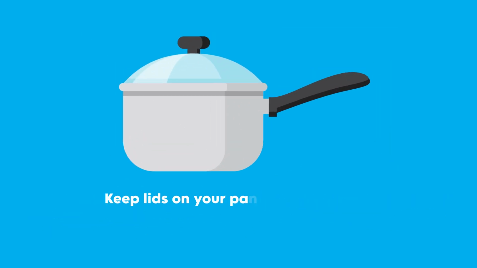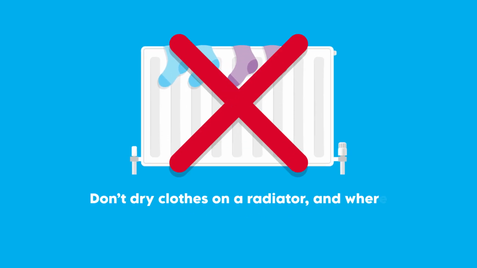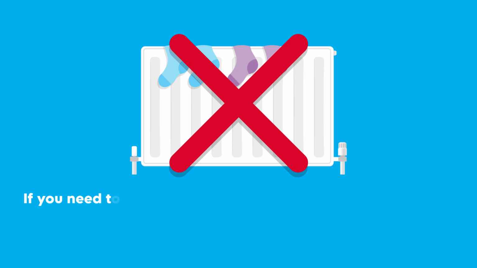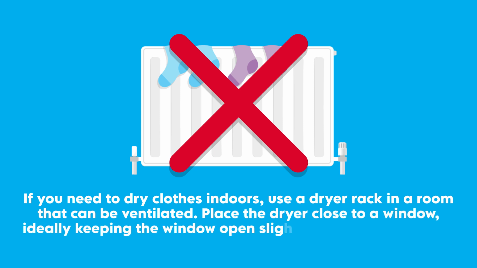Keep lids on your pans whilst you cook so that the steam can't escape. Don't dry clothes on a radiator, and where you can, dry your washing outside. If you need to dry clothes indoors, use a drying rack in a room that can be ventilated. Place the dryer close to a window, ideally keeping the window open slightly to allow ventilation.